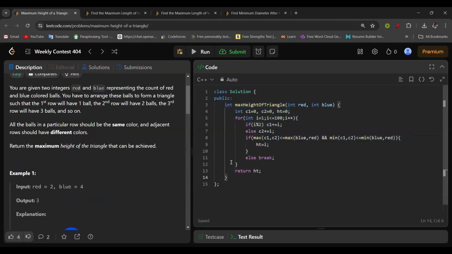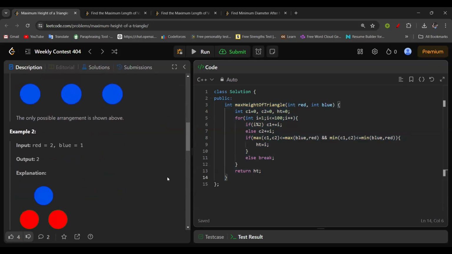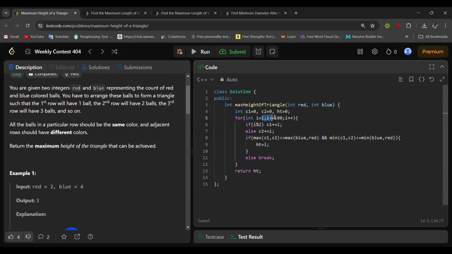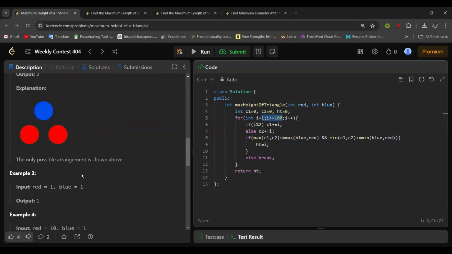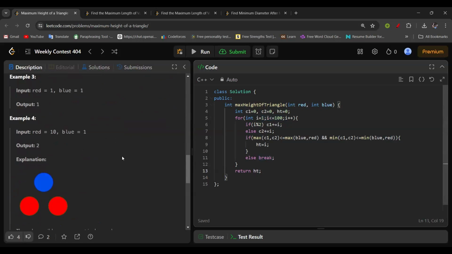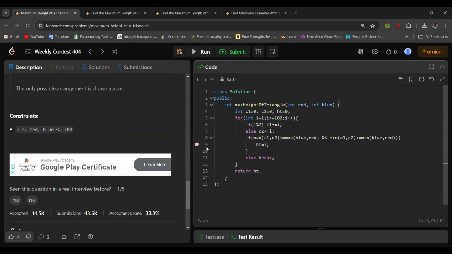Now what's the time complexity of this code if we want to analyze it? I'm running a loop from 1 to 100, but it's not O of 100. If you see, when would we break? With the maximum height. Whatever our answer would be, the maximum height we can get, that many times we are going to iterate.